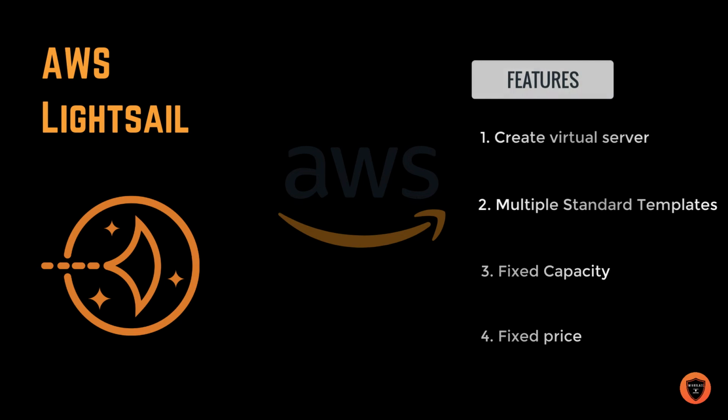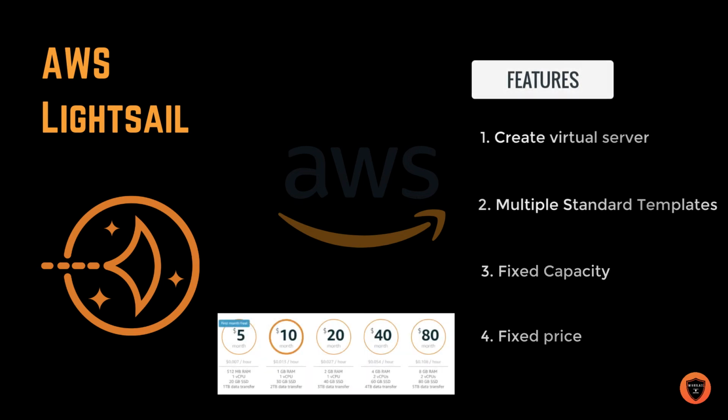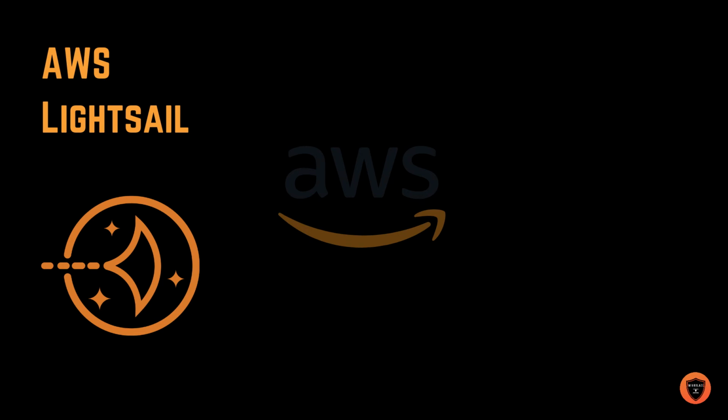Pricing for AWS Lightsail. The minimum plan which you can get on AWS Lightsail is $5, which gives you 512 megabytes of RAM, a single CPU, 20 gigabytes of SSD storage, and 1 TB data transfer. This is the basic plan, and you can upgrade your plan up to $80 per month, which gives you 8 gigabytes of RAM, 2 CPUs, 80 GB SSD, and 5 TB data transfer.